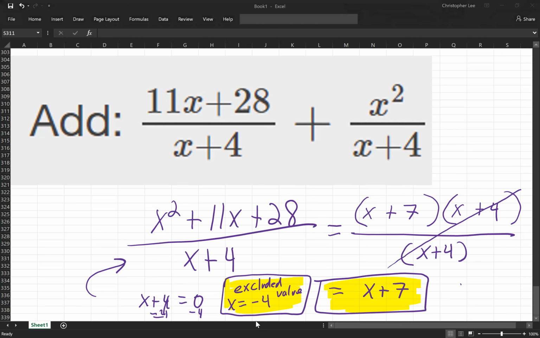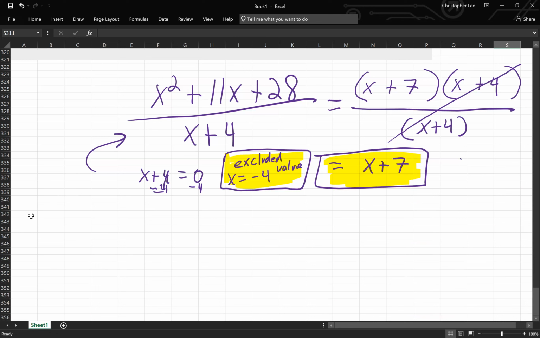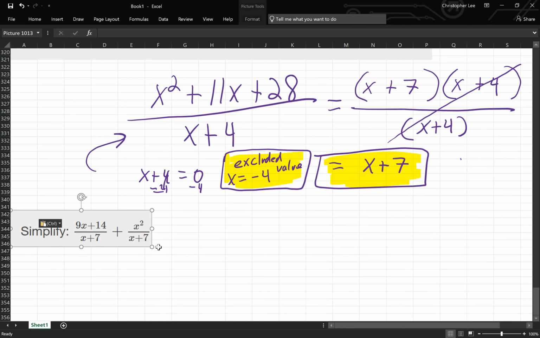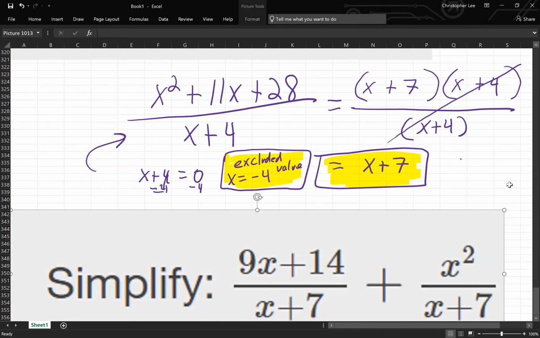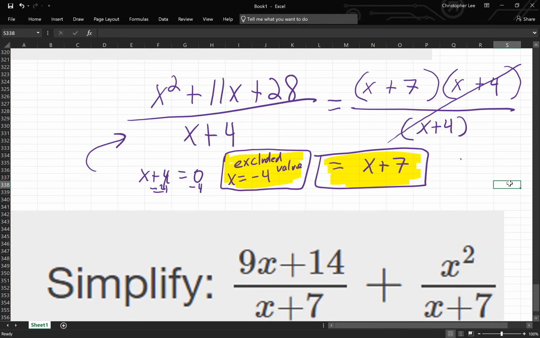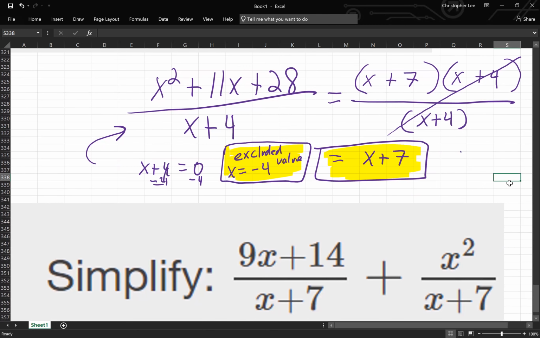All right, that being said, you guys try. Remember, just add the fractions, factor them, and cross out the like terms. Give me the answer and tell me what the excluded value is.